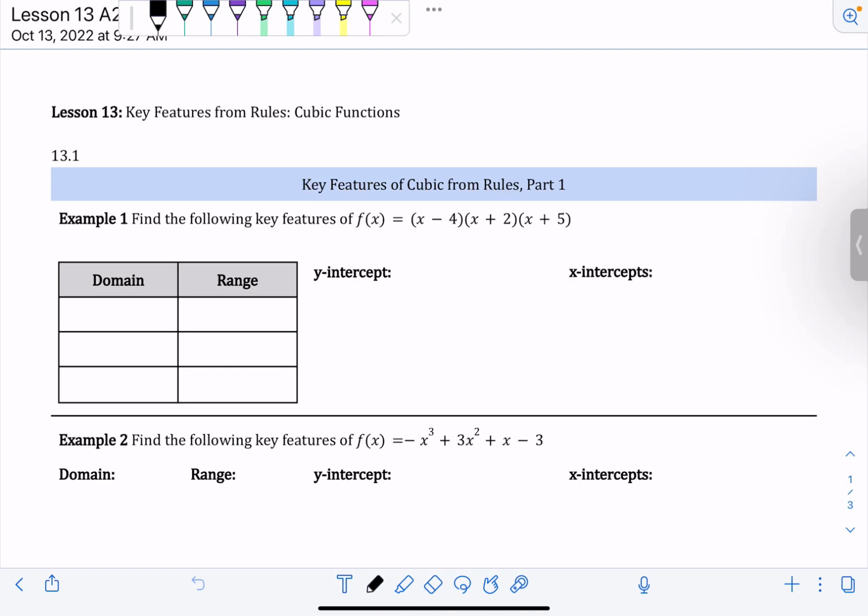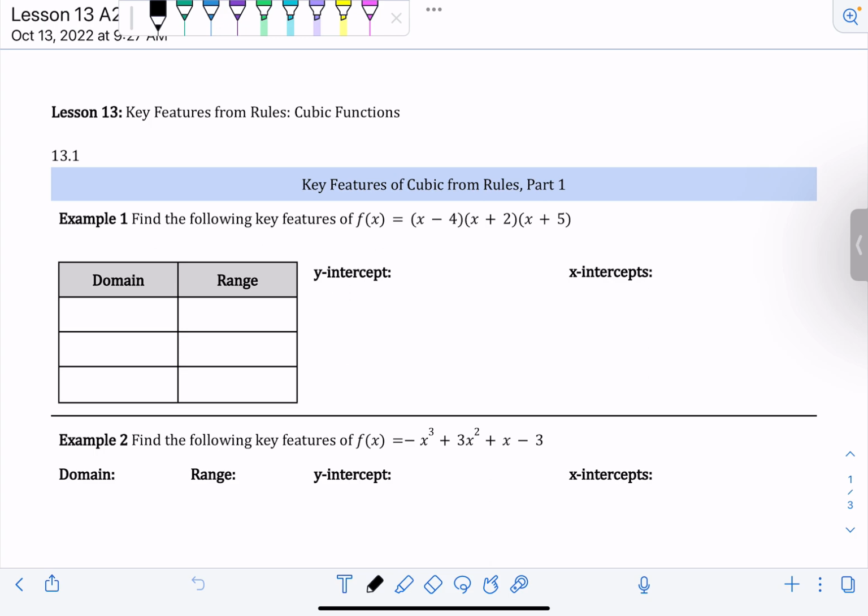Lesson 13 is key features from rules of cubic functions, and 13.1 and 13.2 break those key features into two different sections. In 13.1, we're going to focus on domain, range, y- and x-intercepts. So in example 1, find the following key features of f of x equals x minus 4 times x plus 2 times x plus 5.